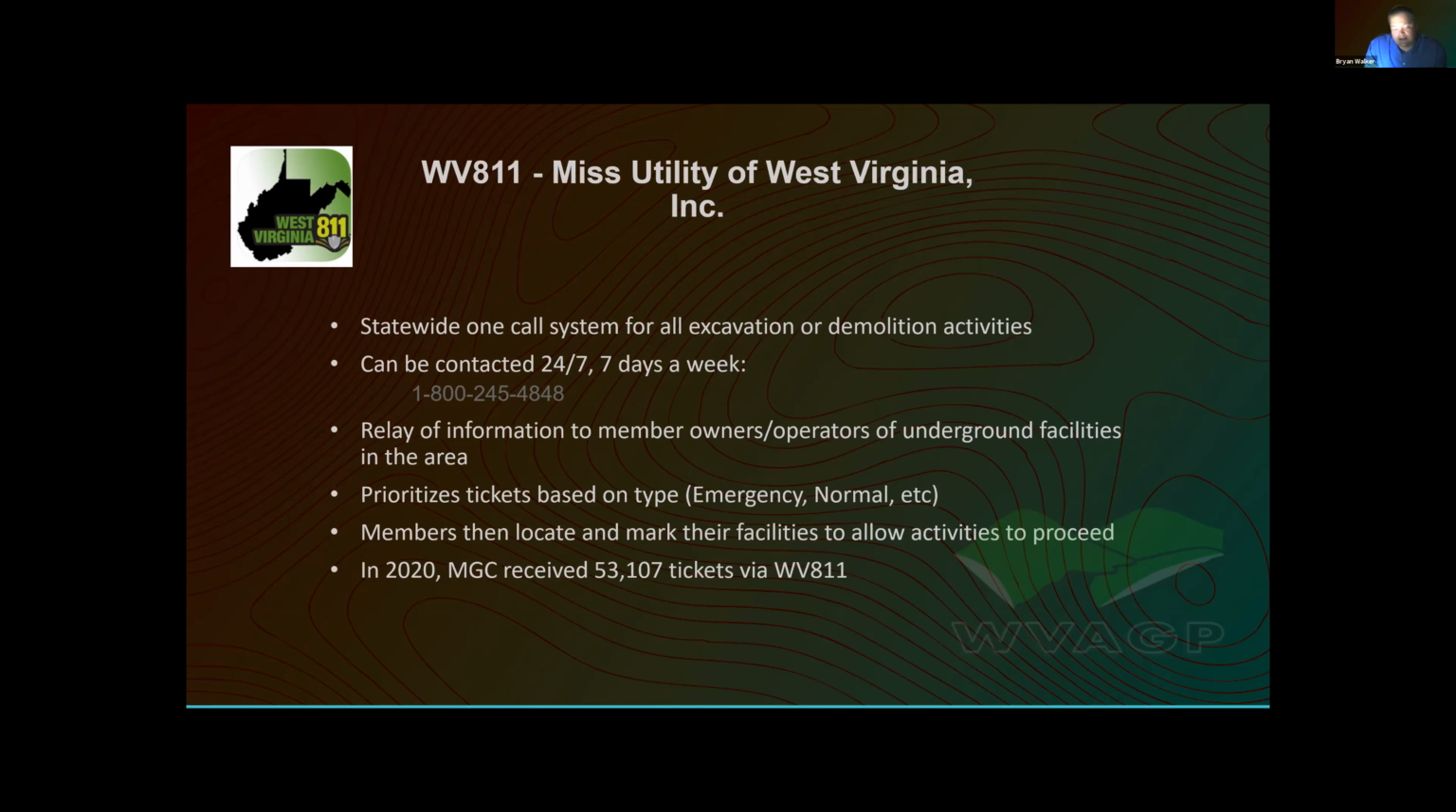Once we get that ticket, it's our responsibility to work with the excavator, go out to where the work is going to be done, and mark any lines that we have in the area, or tell them, hey, we don't have lines in this area, you're good to go. Just as an example, in 2020, Mountaineer Gas worked over 53,000 tickets from West Virginia 811. The pandemic year was probably a down year for tickets, but we still worked 53,000 tickets.